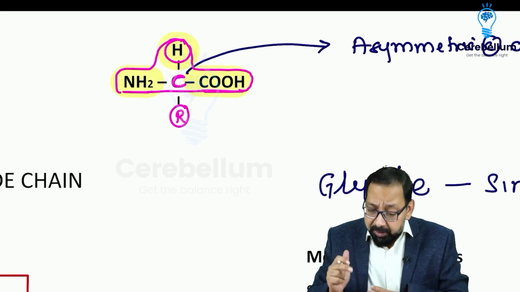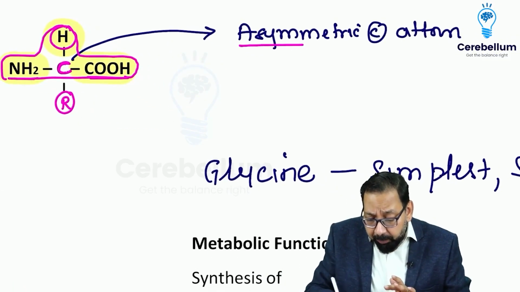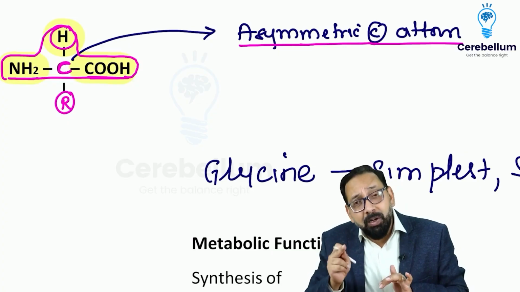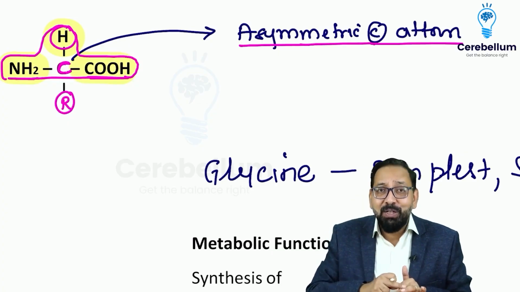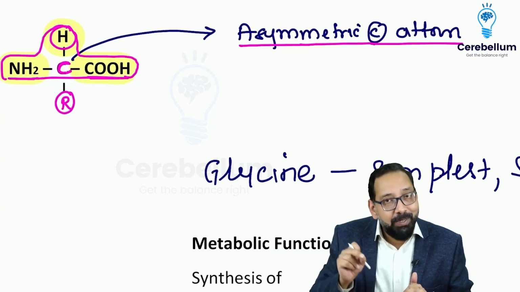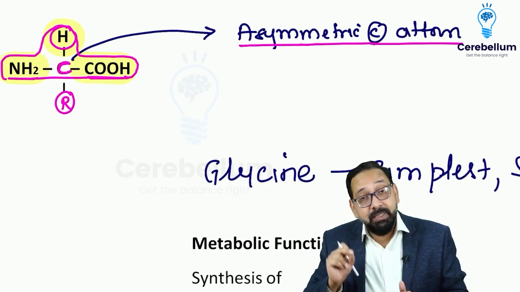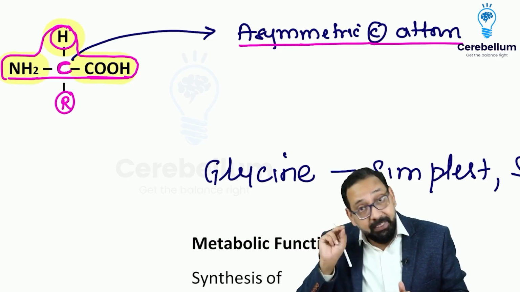So amino acids have an asymmetric carbon atom, and any compound having an asymmetric carbon atom shows optical and stereoisomerism. So amino acids show optical and stereoisomerism. Now we classify amino acids on the basis of their side chain.